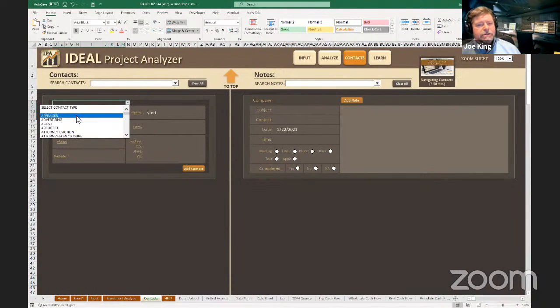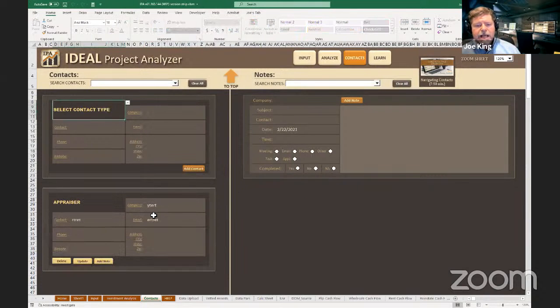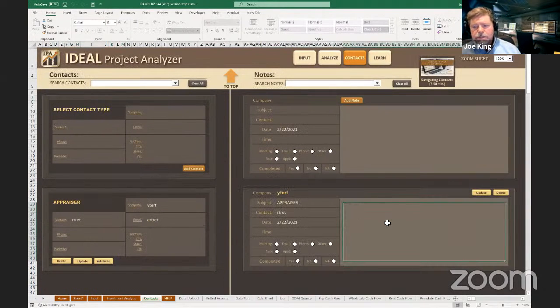But the idea is to select the type of contact it is, put their contact information in here, whatever it is, and you add the contact. And once that contact is added, you can actually add a note to that contact. And once you've added a note, you can just type in, this is a note. And then it brings in that it's from the appraiser, who the contact was.